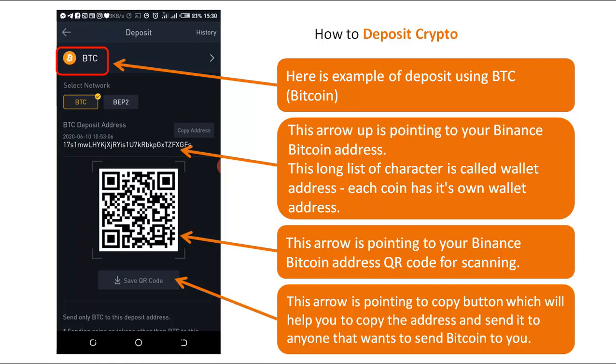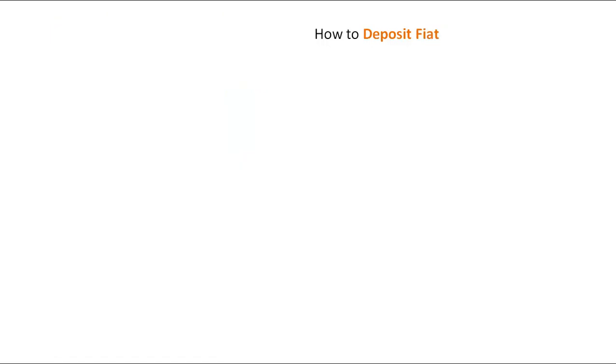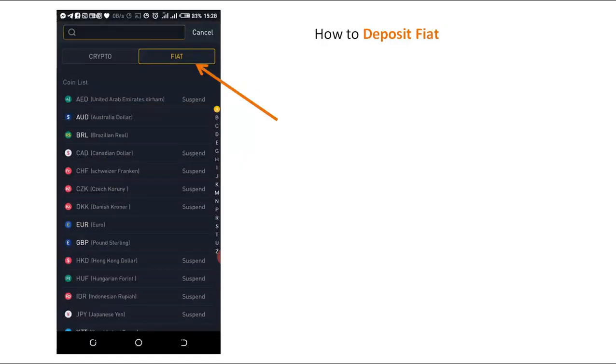This arrow is pointing to the copy button, which will help you copy the address and send it to anyone that wants to send Bitcoin to you. Or better still, use it for sending Bitcoin from your other wallet to your Binance wallet. Then, how to deposit fiat.